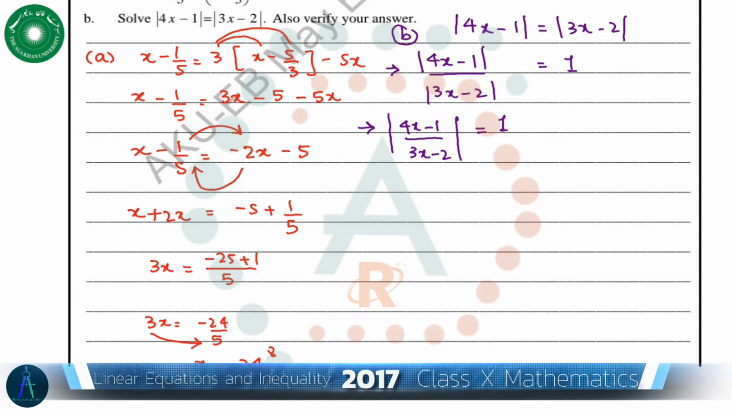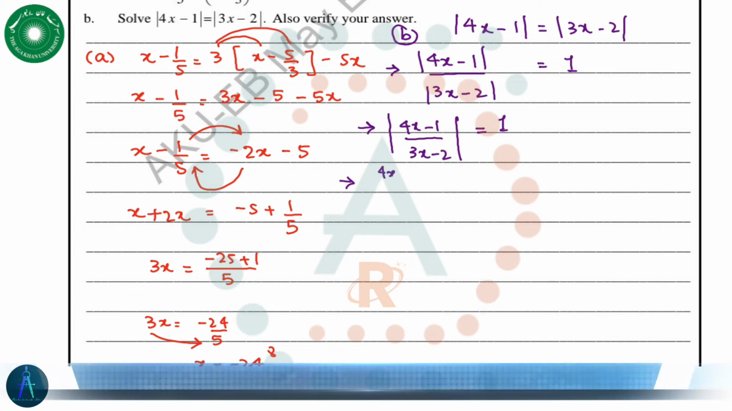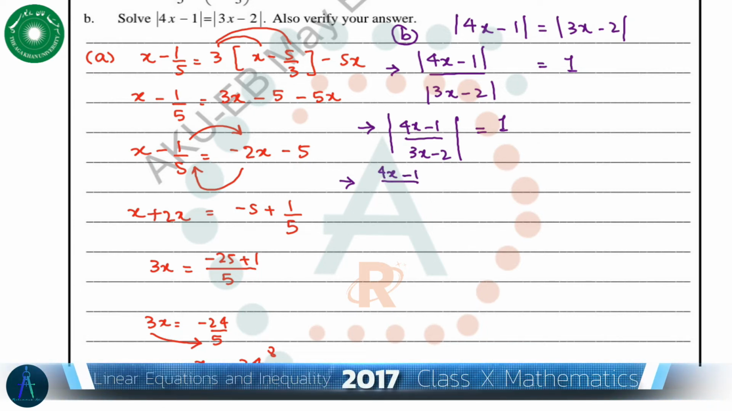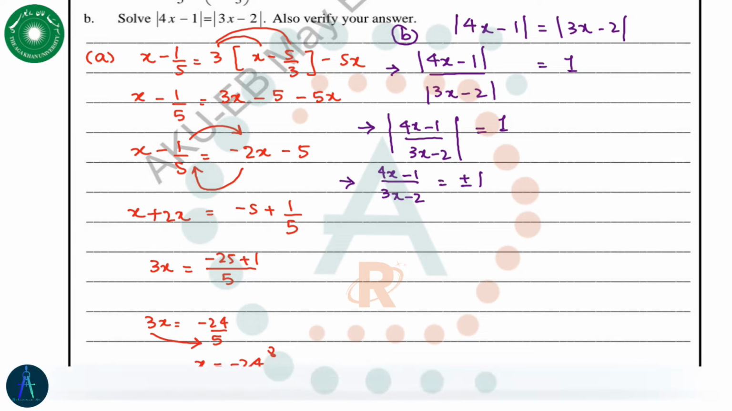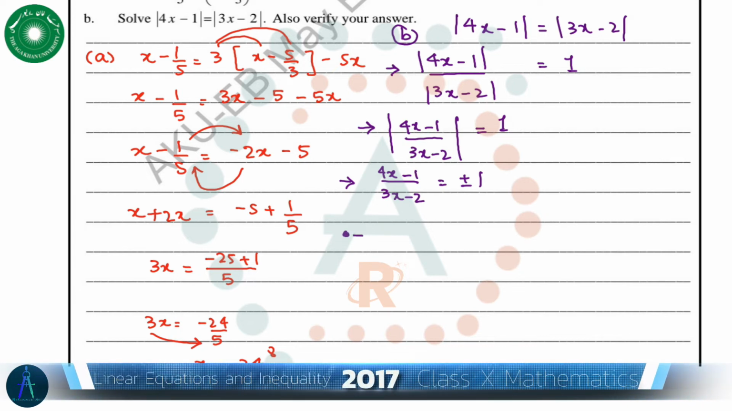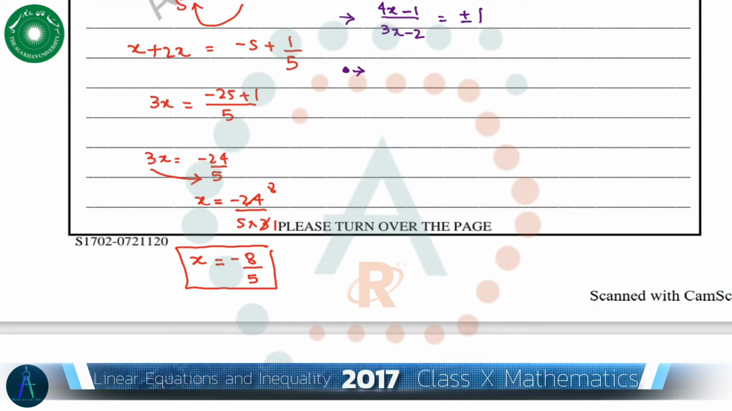Now let's expand the modulus. So the modulus expands and becomes (4x minus 1)/(3x minus 2) equal to plus minus 1. First of all we simplify with plus 1, then we will simplify with minus 1. So (4x minus 1)/(3x minus 2), so 4x minus 1 will be equals to 3x minus 2.